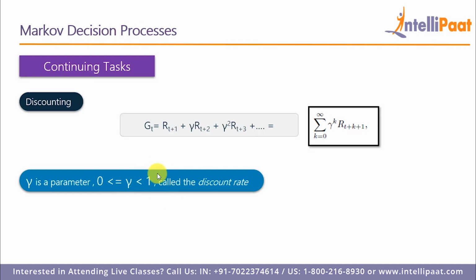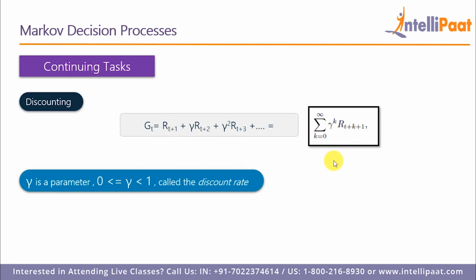So the effect of discounting on the return will be that the immediate rewards will contribute more to this sum, and rewards which are far into the future will contribute less because they are multiplied by gamma raised to successive powers. So the rewards in the future will have a smaller contribution compared to the rewards that are currently estimated. So we can choose to write this sum as this expression.